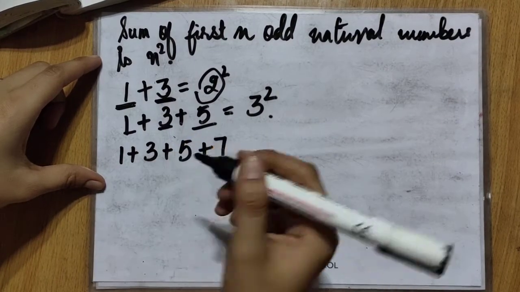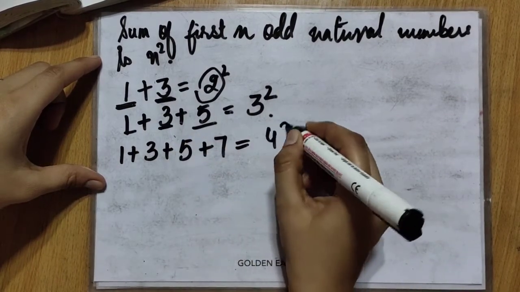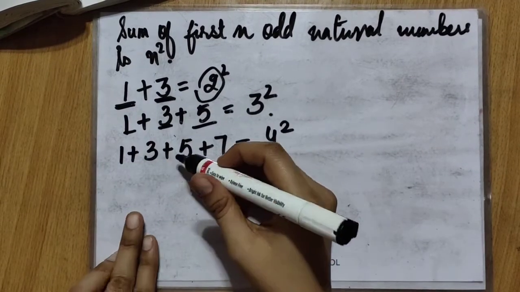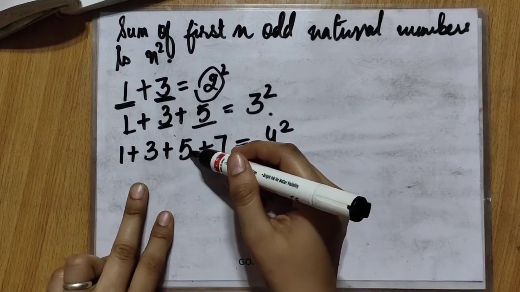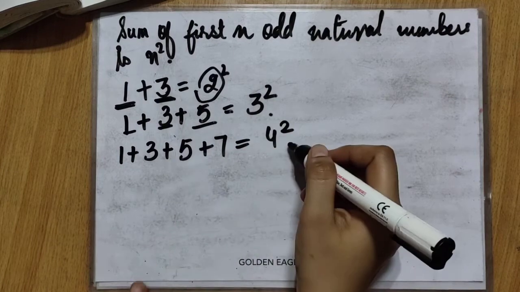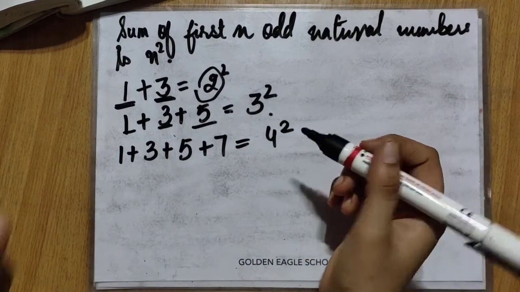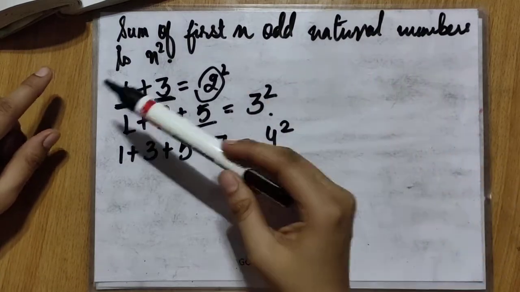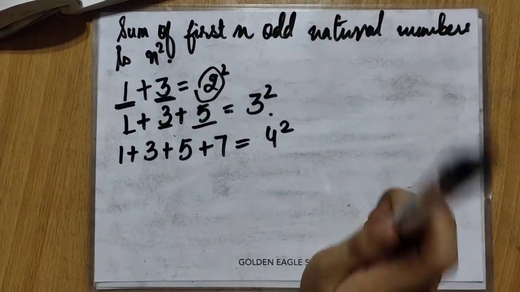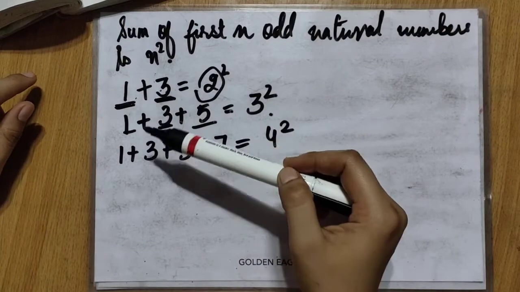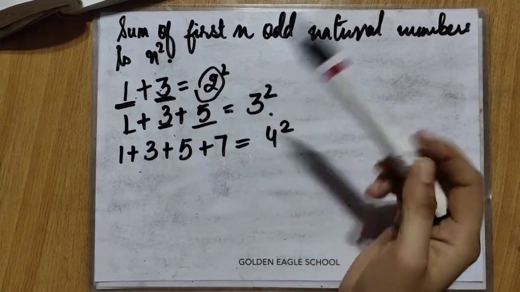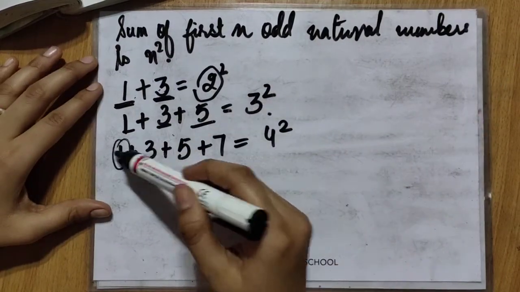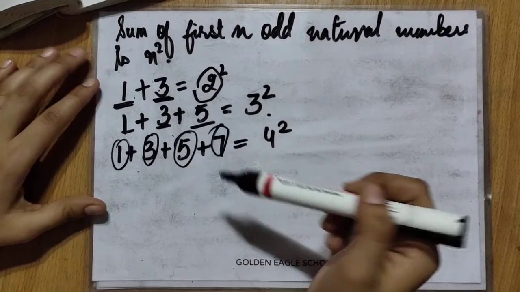How many numbers are there? 4. So 4 square. Now add them. Are they equal? 1 plus 3 is 4. 4 plus 5 is 9. 9 plus 7 is 16. And 4 square is also 16. So the sum of first n odd natural numbers is n square. It is the square of the number of numbers which we are adding.